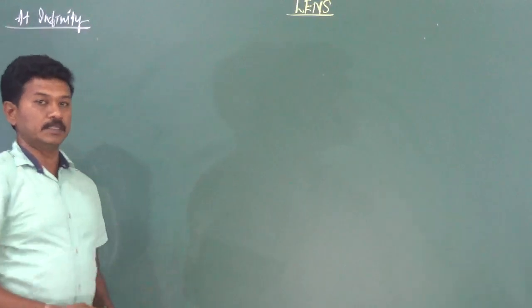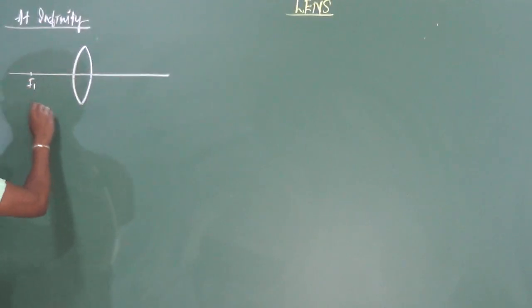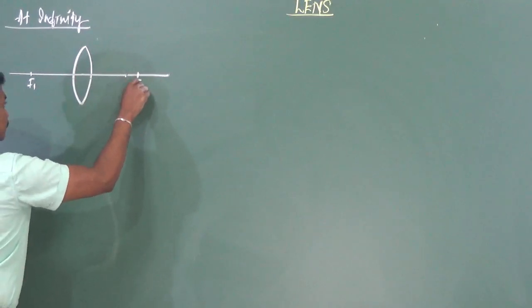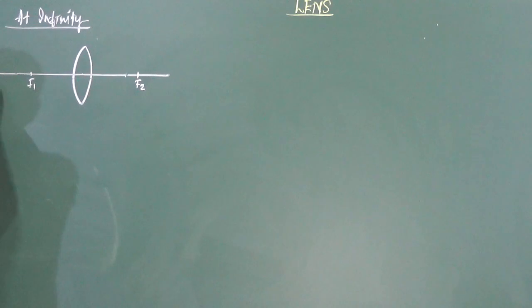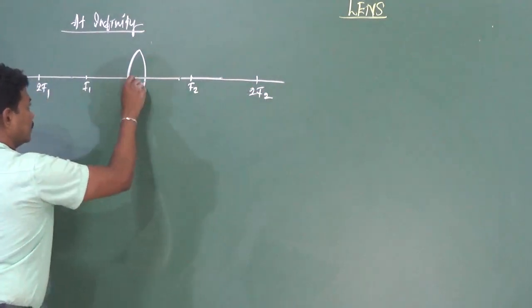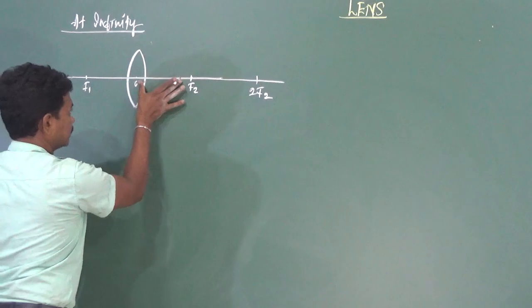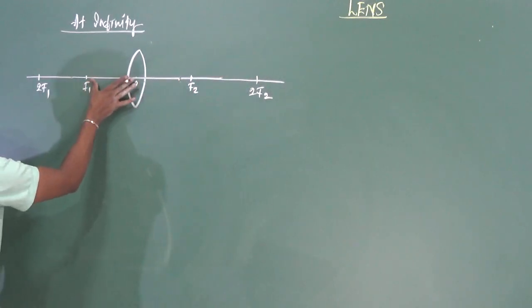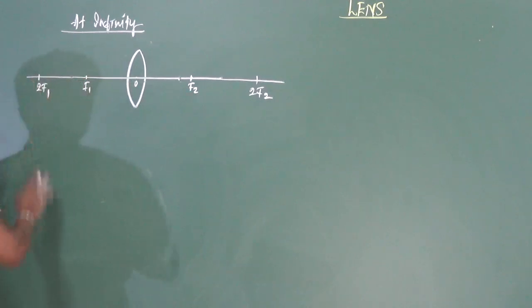So let us begin with at infinity. When the object is kept at infinity with respect to the convex lens, let us see how the image is formed. This is a convex lens. This is the optic center. This is the principal axis. This is F1, this is F2, this will be 2F1 and this will be 2F2. The distance between the optic center and F2 will be the same as the distance from F2 to 2F2. The distance between the optic center and F1 will be equal to the distance between F1 and 2F1.